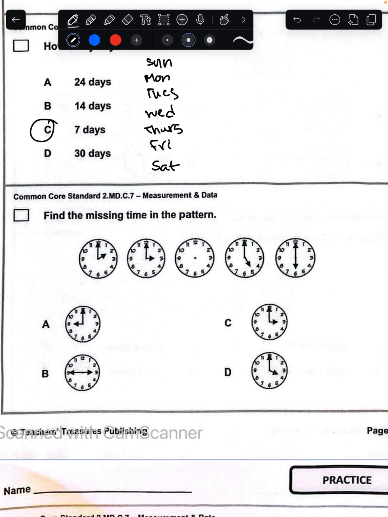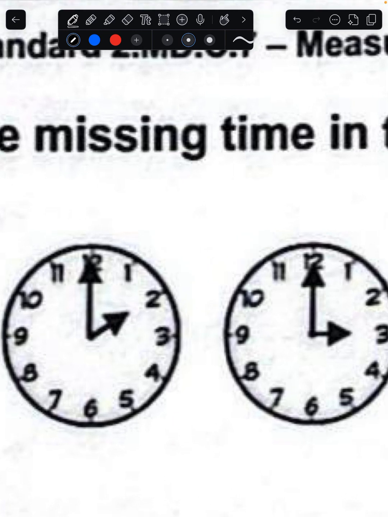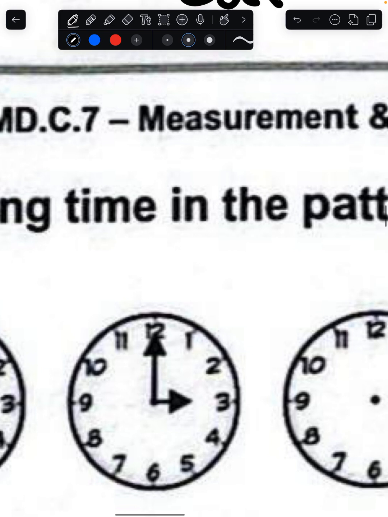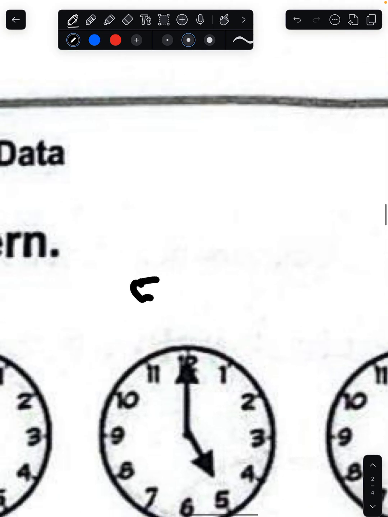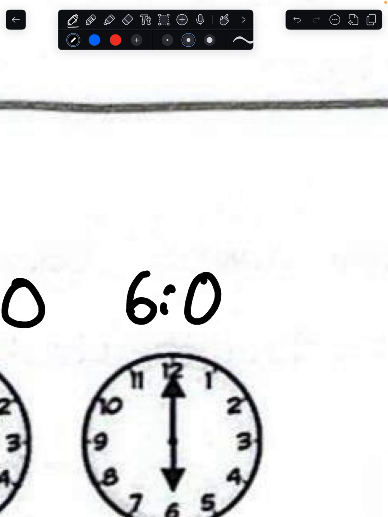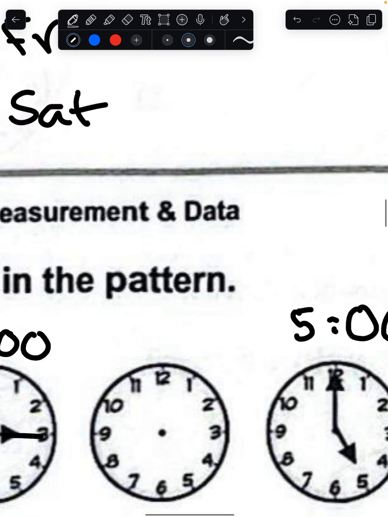Next, it asks to find the missing time in the pattern. So here it's 2 o'clock. This is 3 o'clock. We're trying to find this clock. This one's 5 o'clock. And this one is 6 o'clock. So 2 o'clock, 3 o'clock, something, 5 o'clock, 6 o'clock. So we can assume that we're going by hours, so it's going to be 4 o'clock.